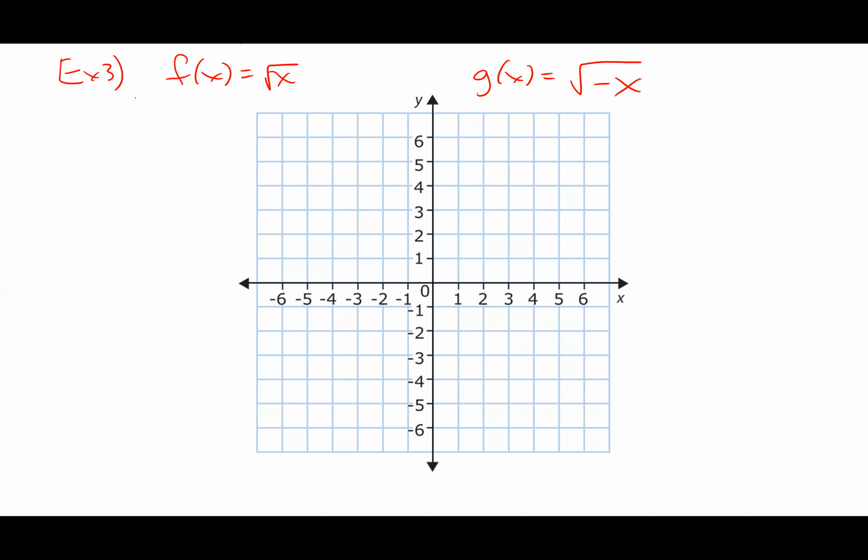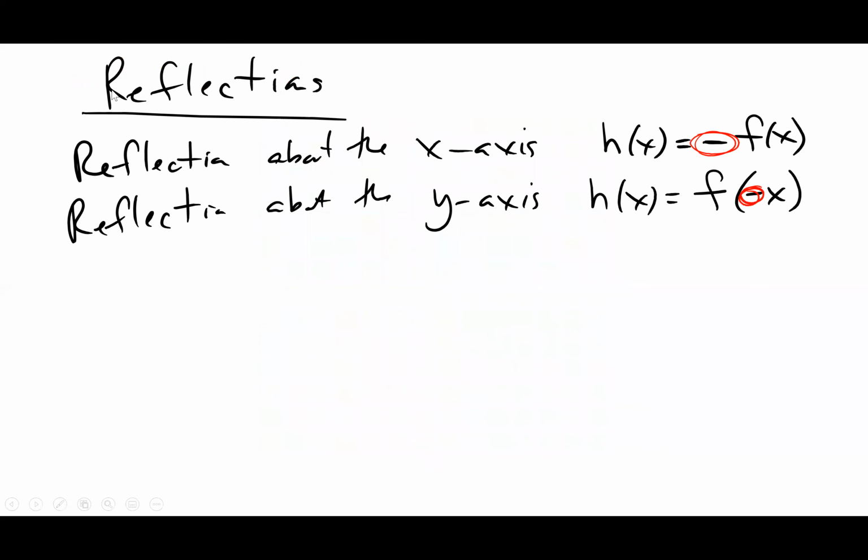Okay, let's start the reflections then. So let's go back over here. If you have a negative that's sitting outside the function, you have yourselves an x-axis reflection. If the negative sits inside the function itself, that means you have a y-axis reflection. Good. And then we're going to do compressions and stretches. And then after that, we are good to go. We'll put a whole bunch of problems at you.